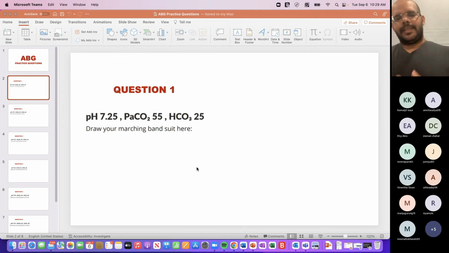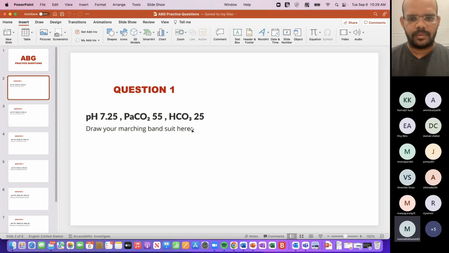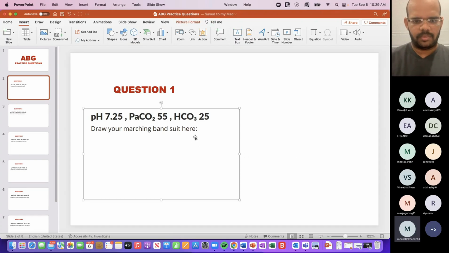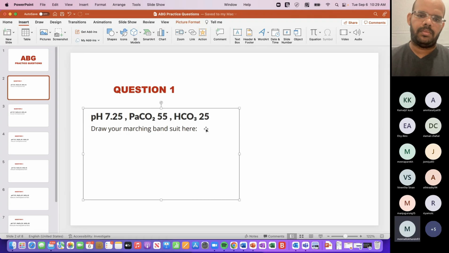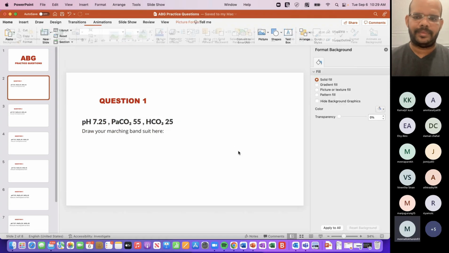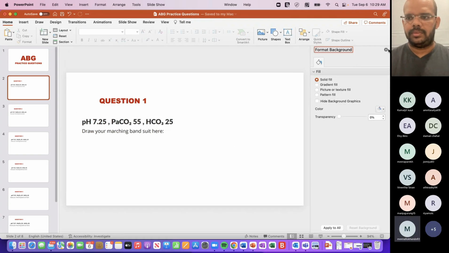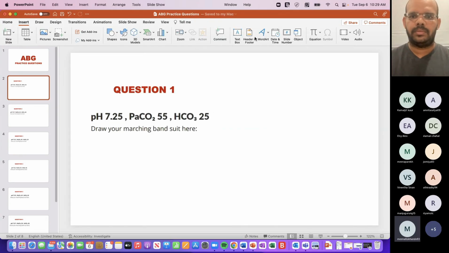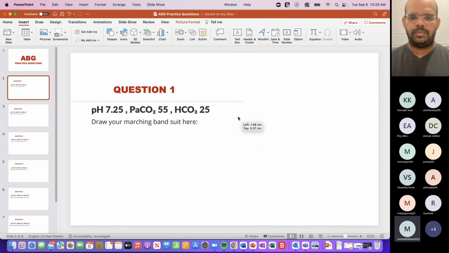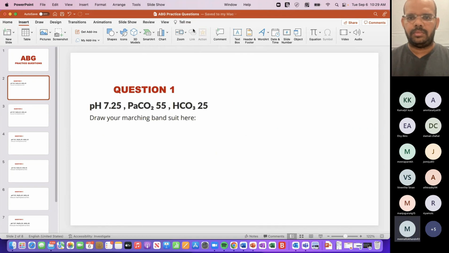The pH is 7.25, PCO2 is 55, and HCO3 is 25. So pH is 7.25, so it is acidic, and PCO2 is 55, that is also acidic, and HCO3 is 25, so it's normal. So it is respiratory acidosis.